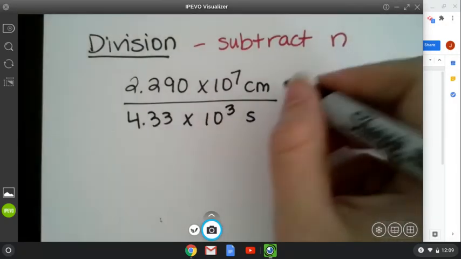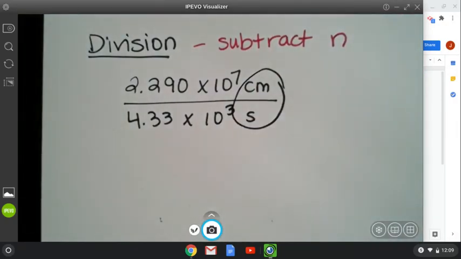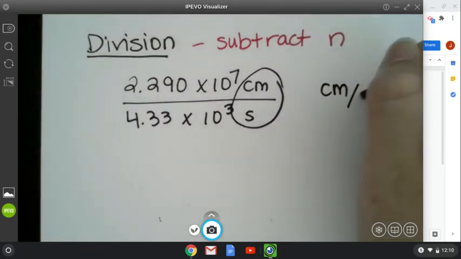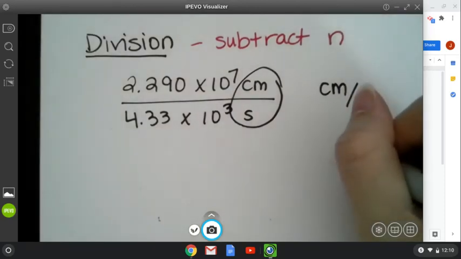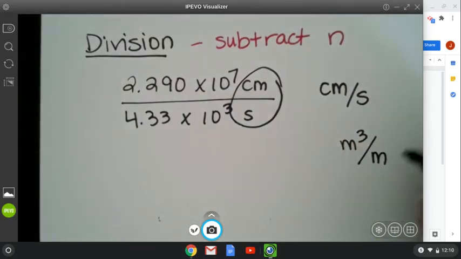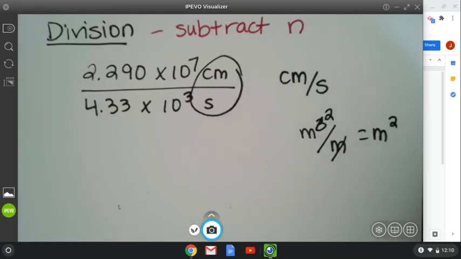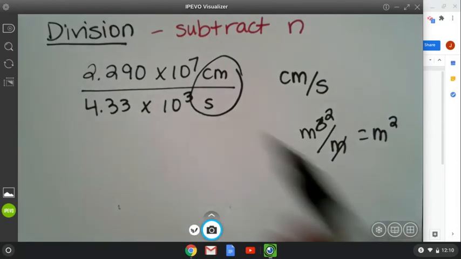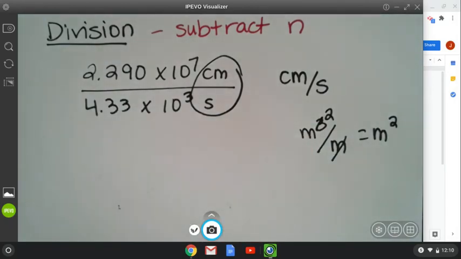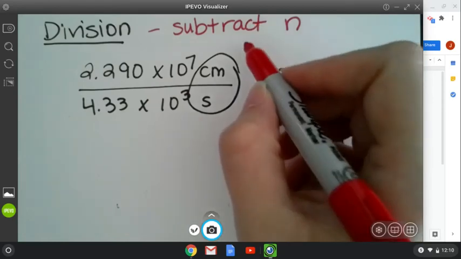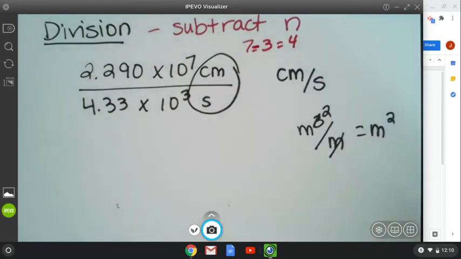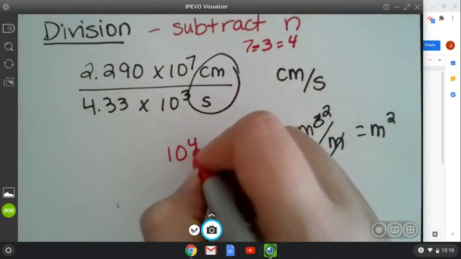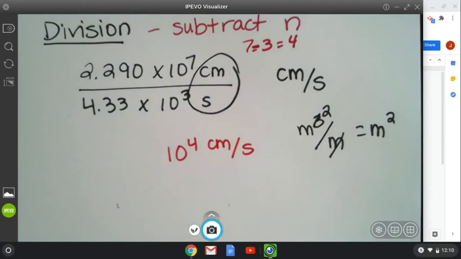So again, my units, let's go ahead and do those correctly first. If I'm dividing my units, it'd be centimeters over seconds. If this was, say, meters squared divided by meters, this will cancel and you'll end up with meters. All right. Okay, so with division, we're going to subtract our exponents. So 7 minus 3 is going to be 4. It's not a very good minus sign. It'll be 10 to the 4th centimeters over seconds.